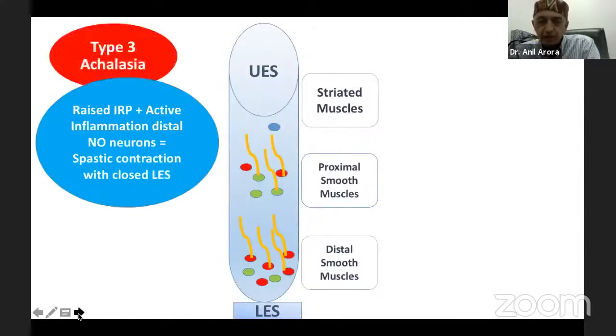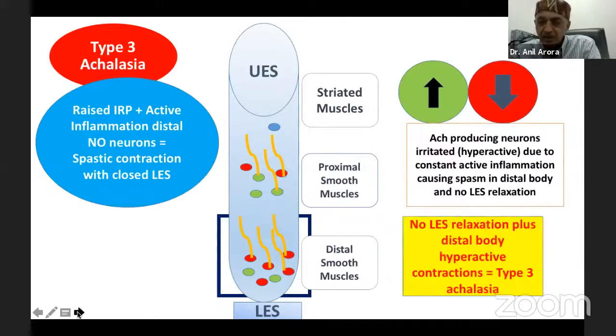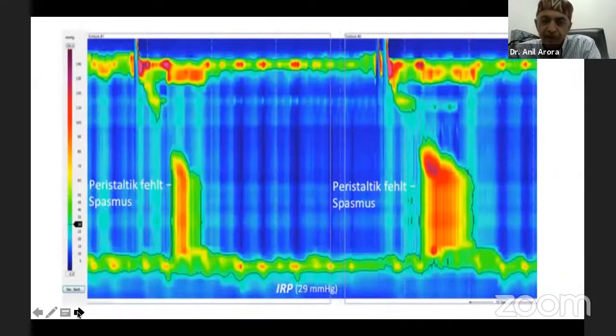Coming on to the next entity, in which there is a combination of destruction of the LES nitric oxide producing neurons coupled with inflammation in the myenteric plexus. Once you have inflammation in the myenteric plexus, that leads to excitation of the acetylcholine producing neurons in the postganglionic region, coupled with destruction of the nitric oxide producing neurons. So persistent stimulation of the acetylcholine producing postganglionic fiber leads to premature contraction. So you have a combination of increased LES pressure or increased IRP coupled with premature contraction. The lower esophageal sphincter fails to relax, whereas the distal body contracts completely and there is a premature contraction. That is a classical type 3 achalasia cardia.